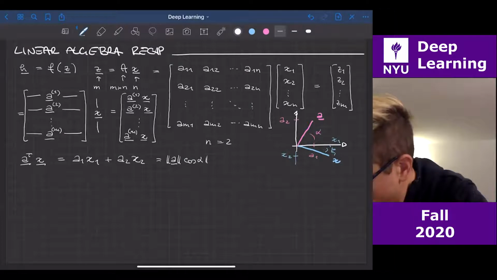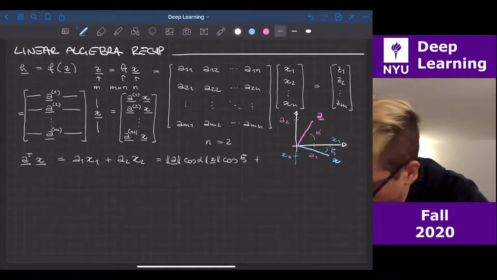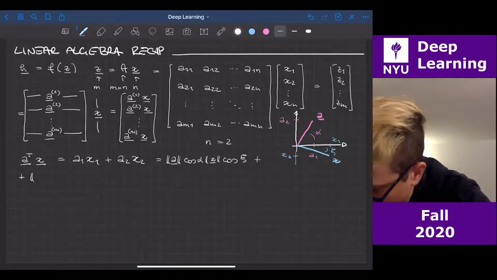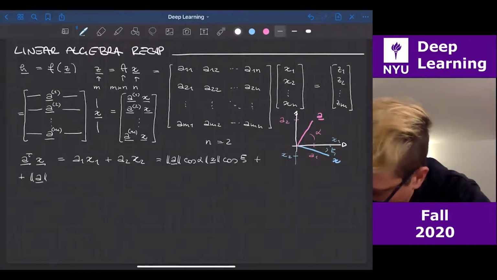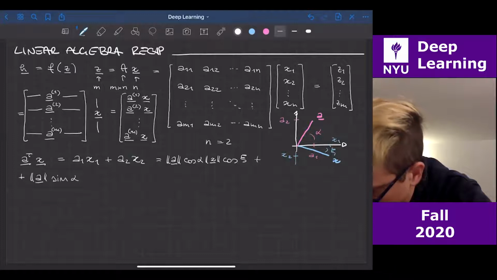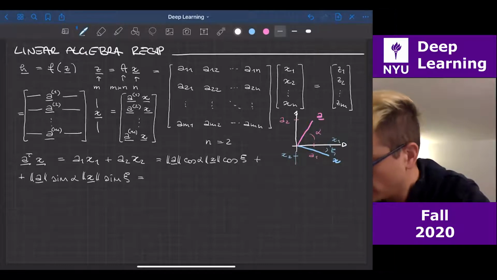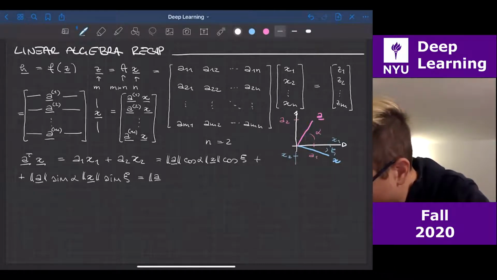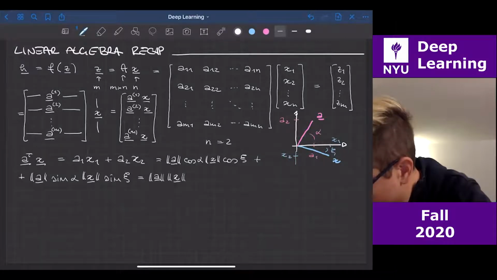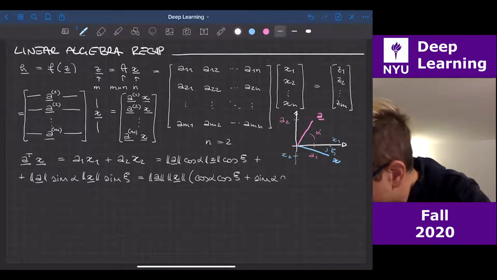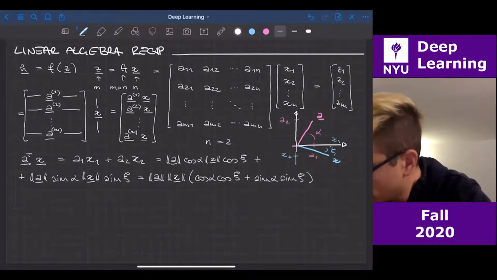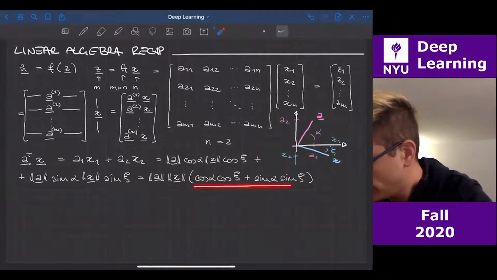And then the other one is going to be the length of the other vector times the cosine of xi, plus I'm going to have the magnitude of a times the sine alpha times the magnitude of x times the sine of xi, right? So I can take those factors out. So I'm going to have the magnitude of a, the magnitude of x times cosine alpha, cosine xi, plus sine alpha, sine xi, right? How much is this stuff over here?